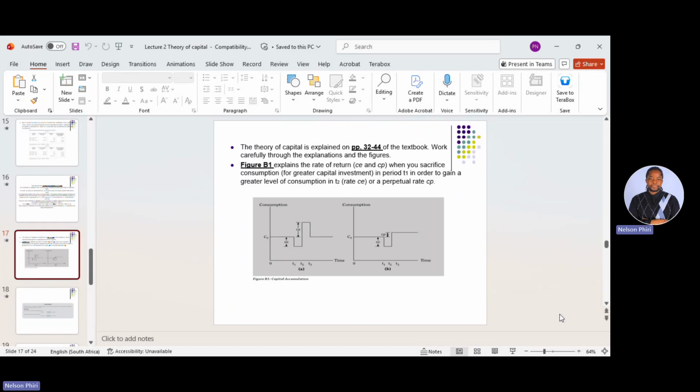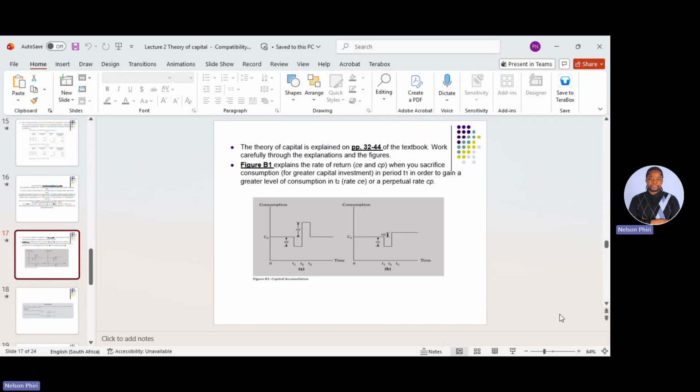Then we go on to the theory of capital. This is explained on pages 32 to 44 in your textbook. It shows us the rate of return when you sacrifice current consumption for a future level of consumption. So you can see there you have CC, which is current consumption, then you have CP, which is future consumption.